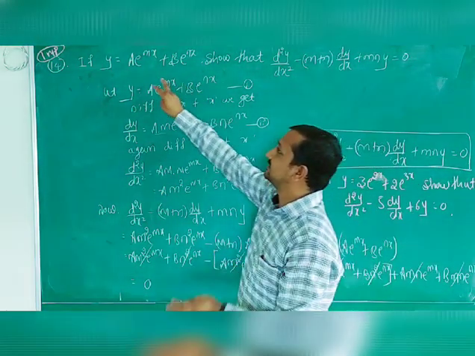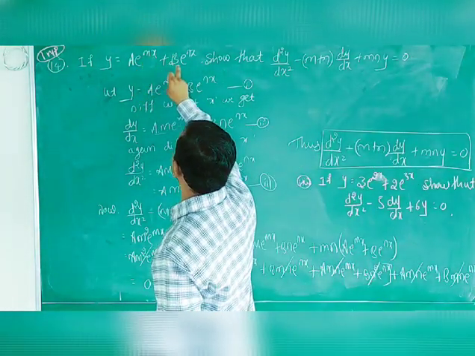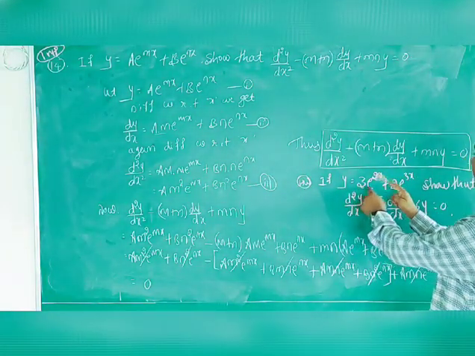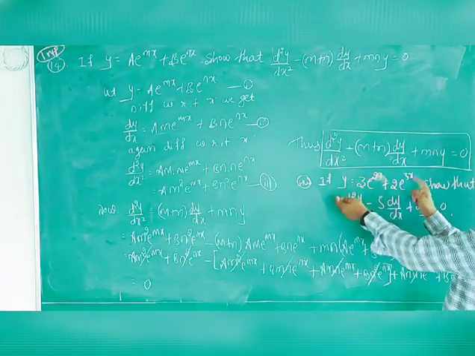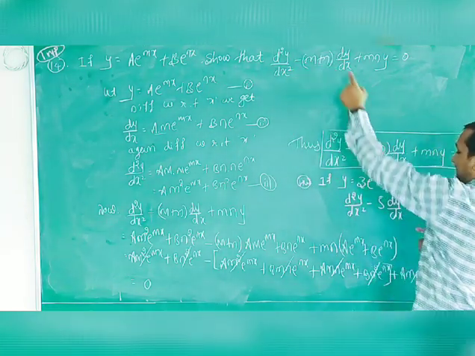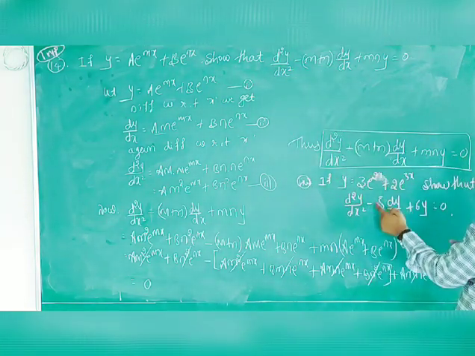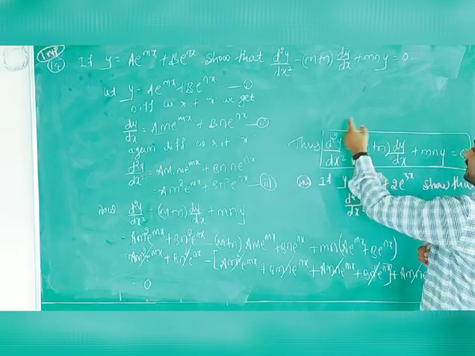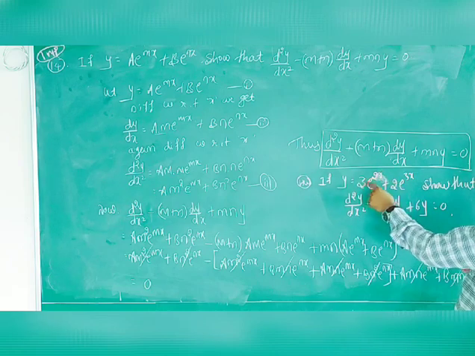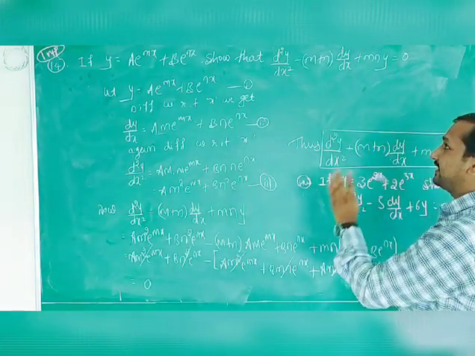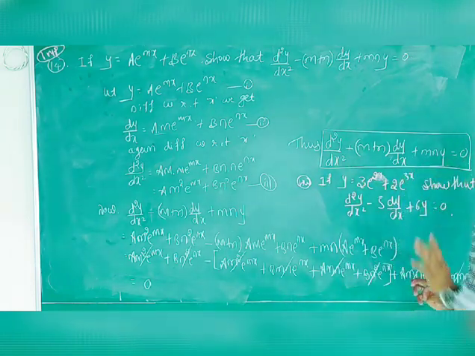So the 14th example is a e raised to mx plus b e raised to nx. Like that, 3 into e raised to 2x plus 2 into e raised to 3x. What do we have to show? d2y by dx2, same as it is, minus (m plus n). What is m plus n here? 3 plus 2 is 5, into dy by dx, plus mn into y. mn into y is nothing but 3 into 2, which is 6 into y. Same example, instead of a and b, 2 and 3 are there.